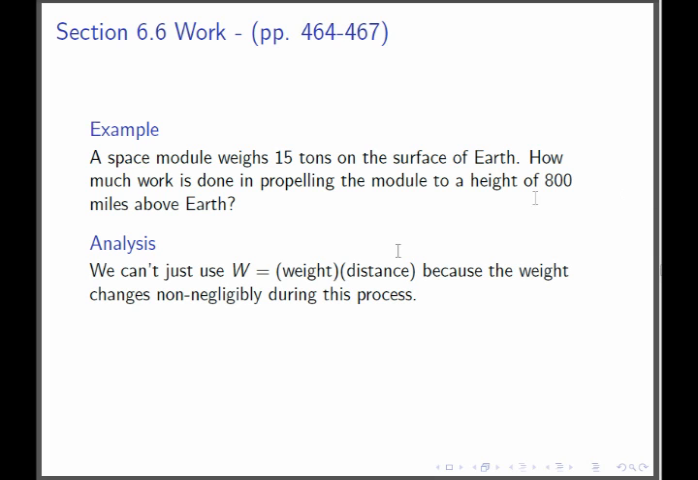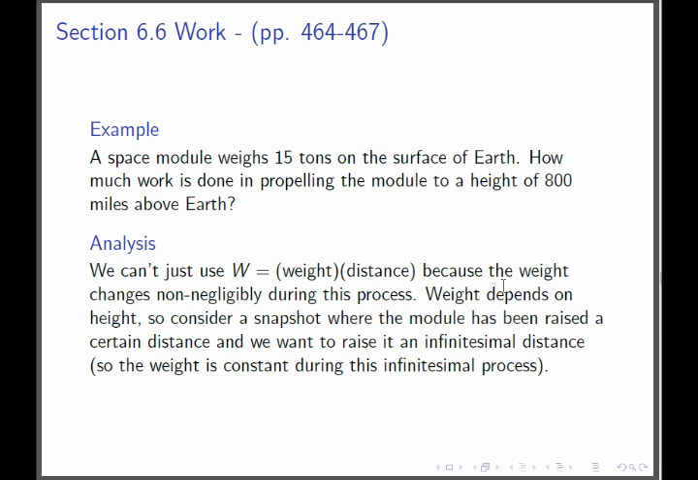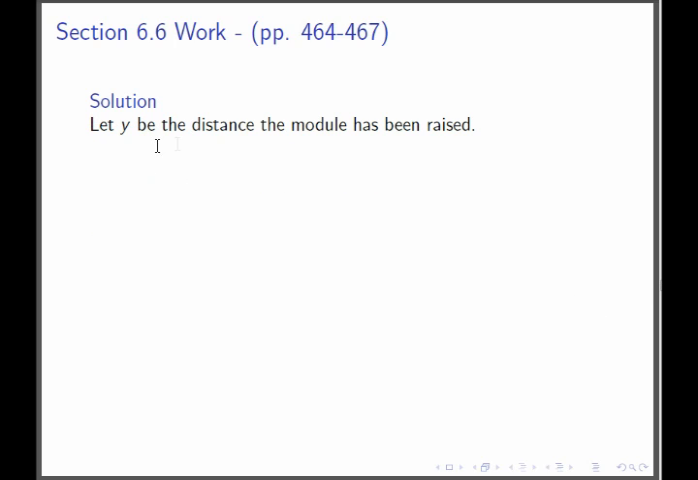So we have a variable force, and we can't just use this weight times distance formula because the weight changes non-negligibly during the process. So we have to consider the fact that weight depends on height, so consider a snapshot where the module has been raised a certain distance and we want to raise it an infinitesimal distance. So the weight's going to be constant during that infinitesimal process. You see, if the height doesn't change very much, then we can consider this force to be constant. So let's let y be the distance that we've raised the module.